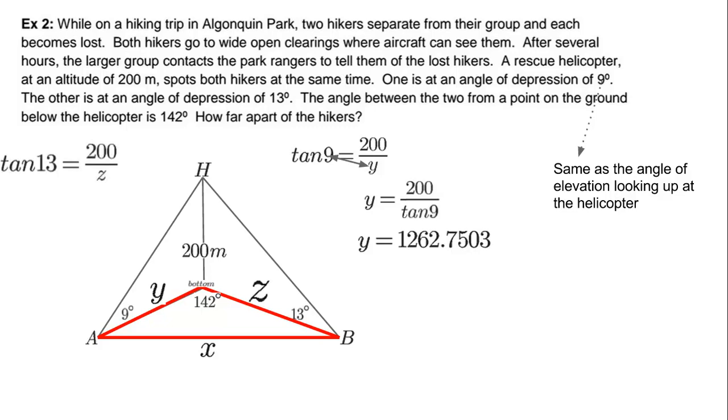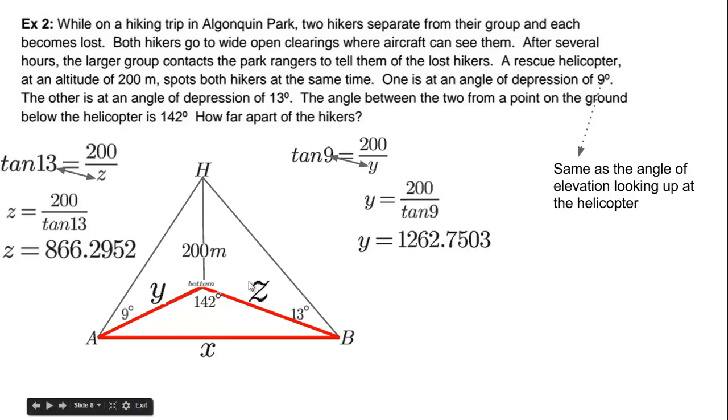Similarly, we can get what we call z. Tan 13 is 200 over z. Cross multiply, we get 200 over tan 13. And z would be 866.3. I purposely tried not to round here just for accuracy, but if you round it a little bit, it's just more accurate if you keep as many decimal places as you can.